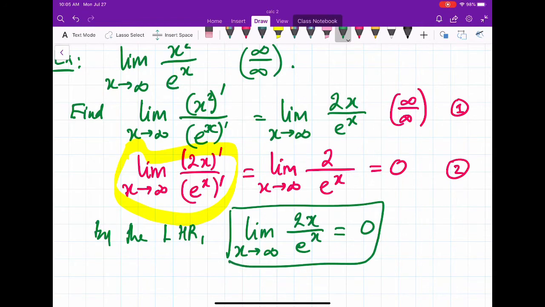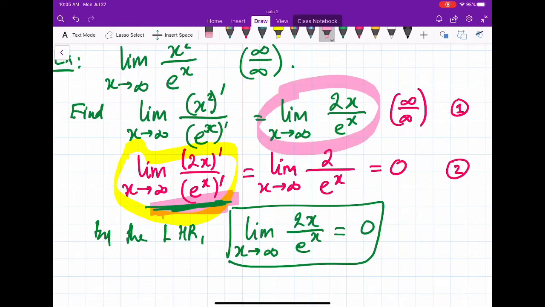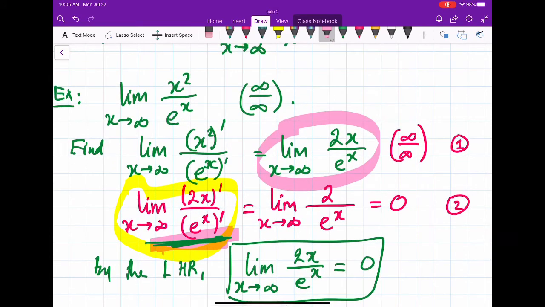So if I apply the L'Hopital rule for this, I have the limit of this guy equal to 0. And then once I know the limit is equal to 0 right here, I apply the L'Hopital rule one more time to get the limit of this guy. You see, we need to apply the L'Hopital rule twice.